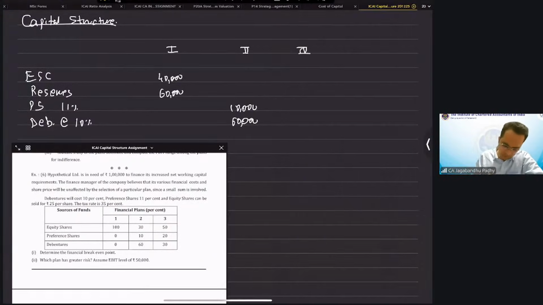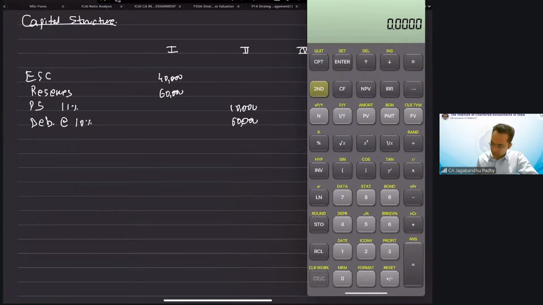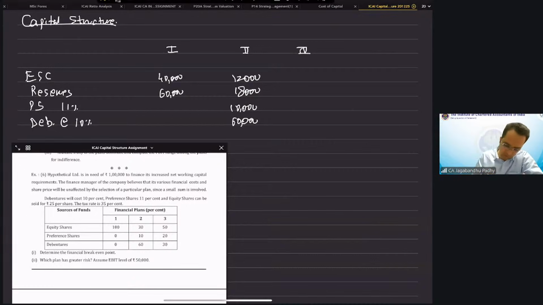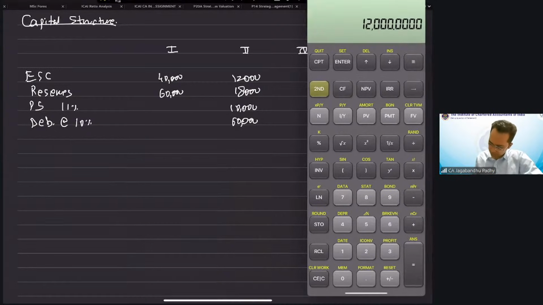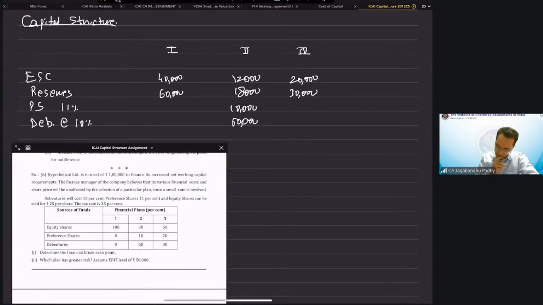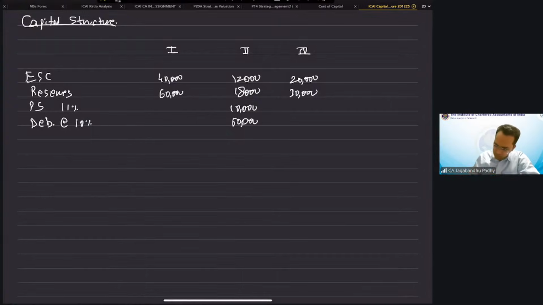Second plan is 30 lakhs, so it's going to be like 30,000 divided by 25 into 10, which is 12,000 will be the equity share capital, and reserves is going to be 18,000. And in the last case, it is 50, 20, 30. So it's going to be 50,000 divided by 25 into 10,000, which is 20,000, guys. 20,000, 30,000, and then we have 20,000 and 30,000.